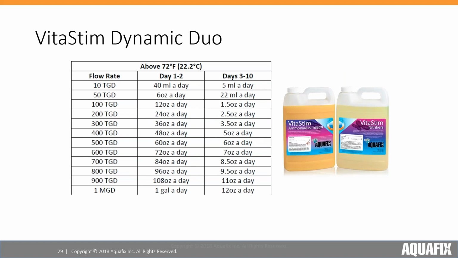So here we've got some charts that will give you an idea of how we dose this product. The dose rate is based on two main factors, the influent flow rate, how quickly water is moving through the plant, and what the temperature is. The warmer the temperature, the less product is required, and as you move towards the colder temperatures, more product is required.